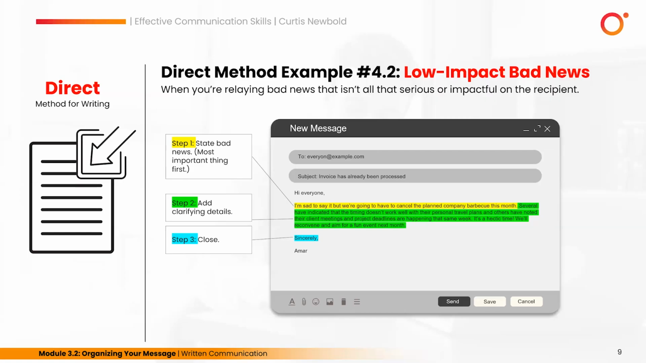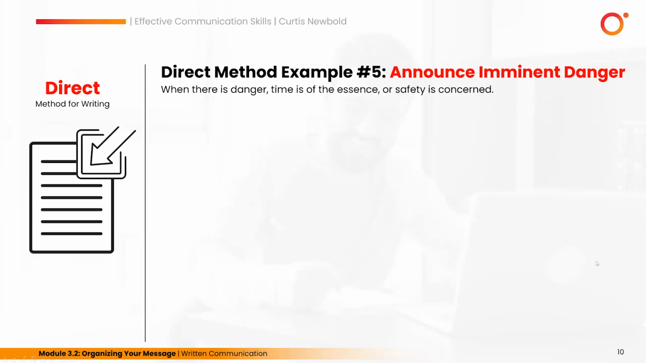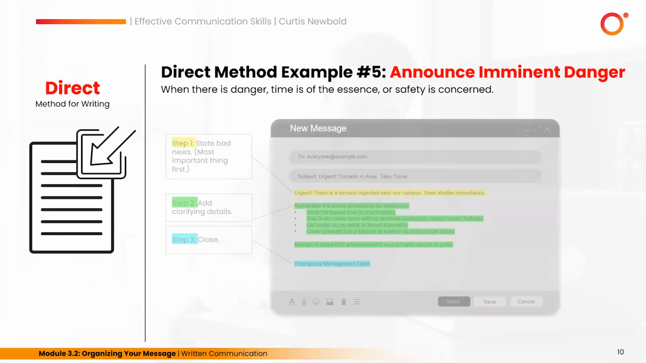So again, you can just stick with that direct method. Okay, and last example here, direct method example number 5. This is announcing imminent danger. So when there is danger, time is of the essence, or safety is concerned, again, you want to stick with that direct method, because it just gives them exactly what they need. It's very efficient. It keeps them safe, and they don't have to spend extra time that is unnecessary.